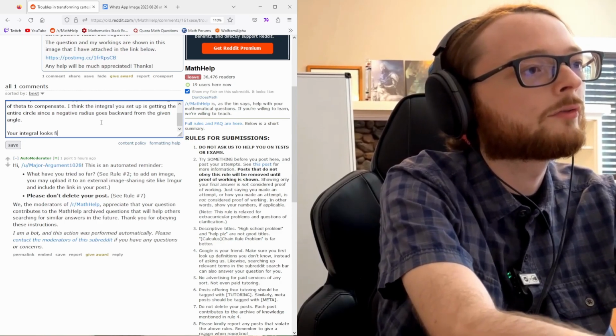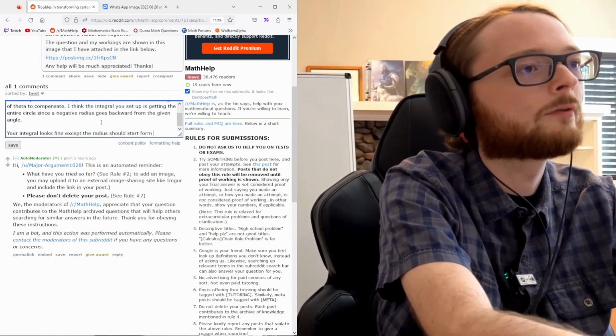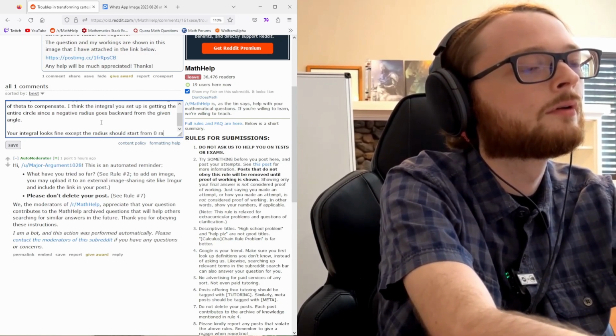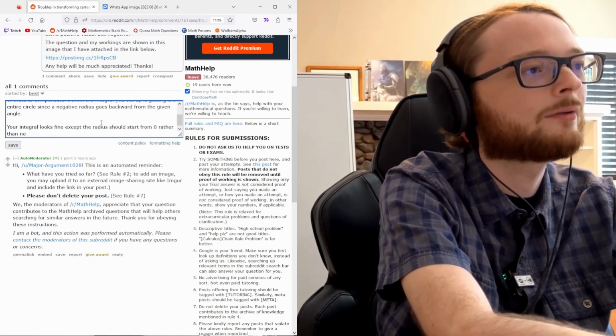Your integral looks fine, except the radius should start from 0 rather than -1. Why did I type out negative there?